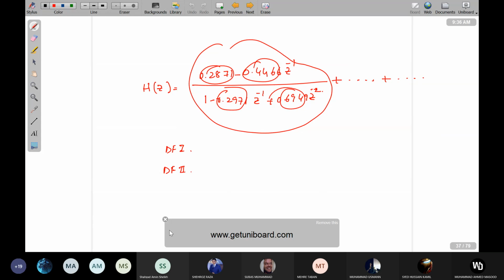So this is an example from your book. So you can consult your book as well. Any questions?